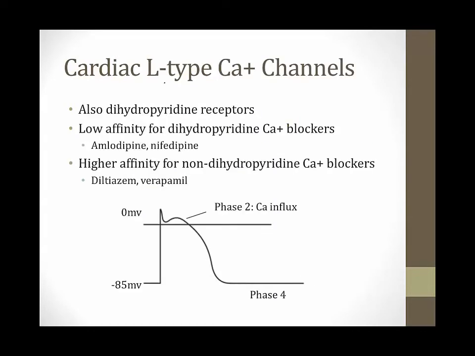channels. Let's talk about cardiac L-type calcium channels in a little bit more detail. These calcium channels are also called dihydropyridine receptors, and they get that name because they can bind dihydropyridine calcium channel blocking drugs like amlodipine and nifedipine. And you may know that these drugs are sometimes used in the treatment of hypertension. But here's the confusing part that you have to understand.